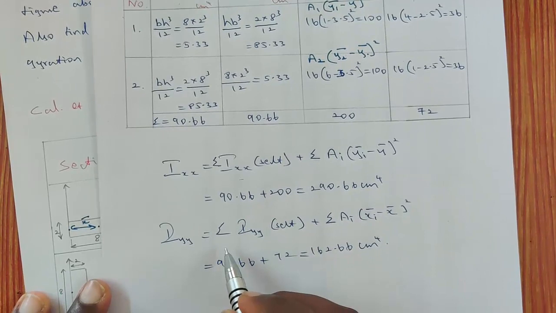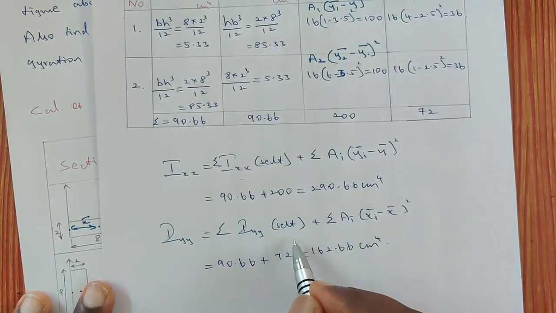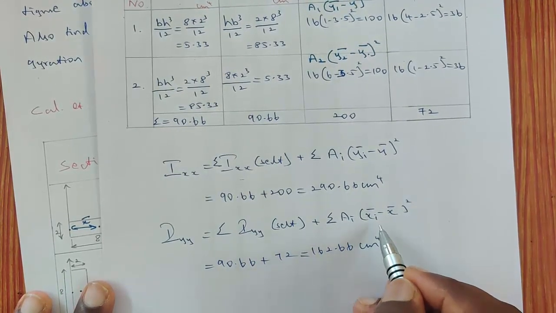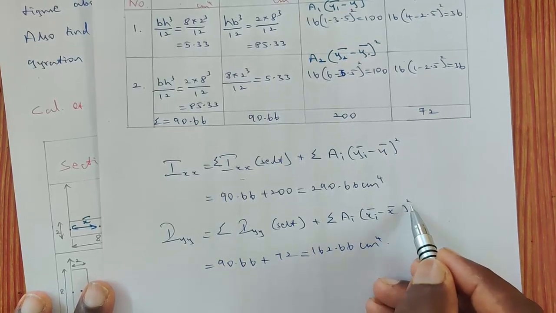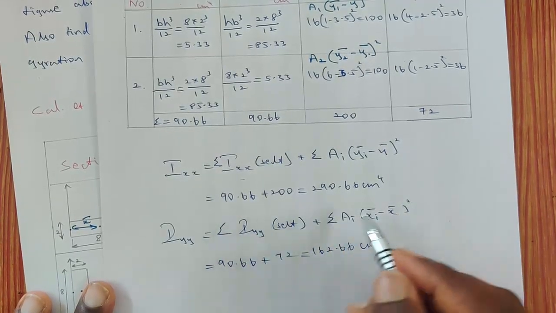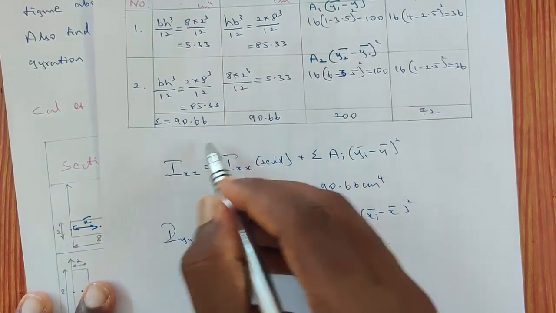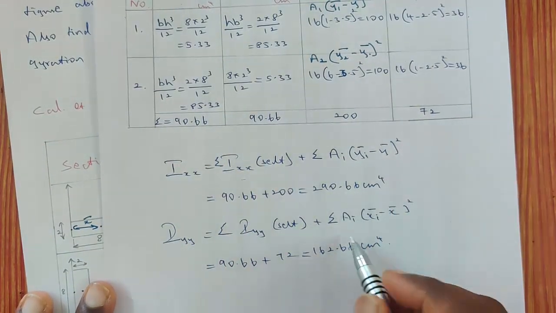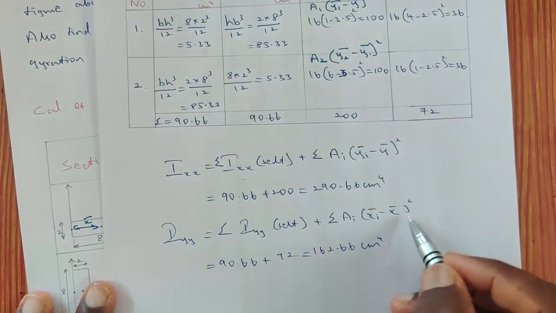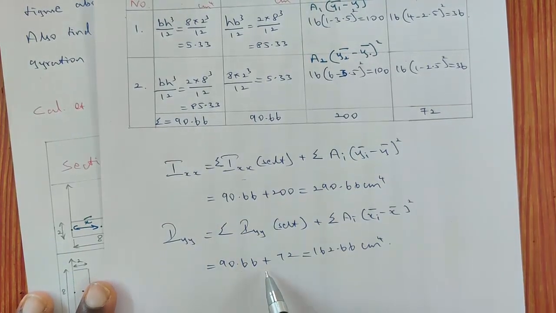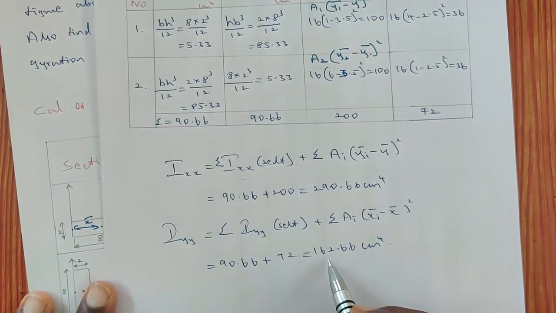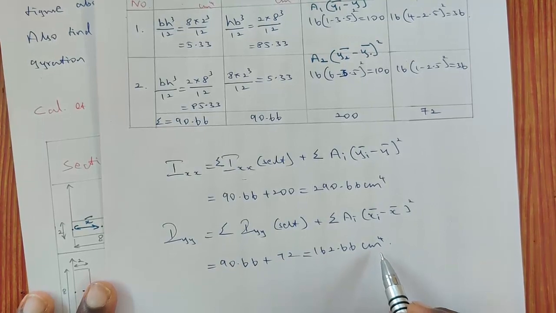Similarly, Iyy is equal to summation of Iyy self plus summation of A(x bar minus X bar) the whole square. Summation of Iyy self is 90.66. Then summation of A(x bar minus X bar) square is 72. 90.66 plus 72 is equal to 162.66 centimeter power 4.